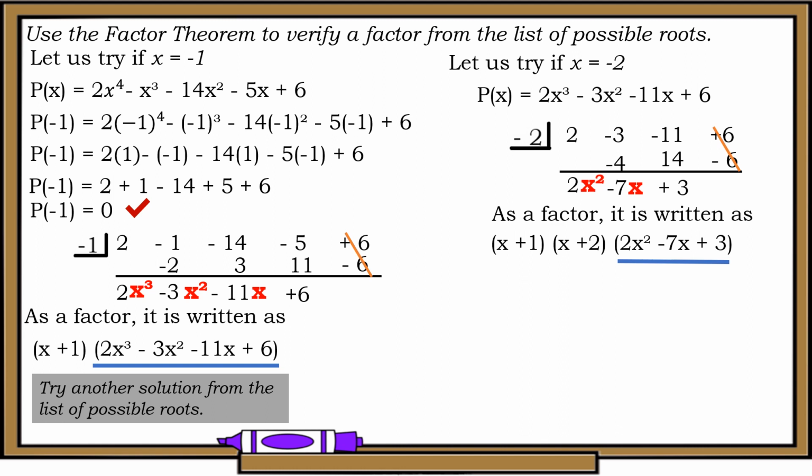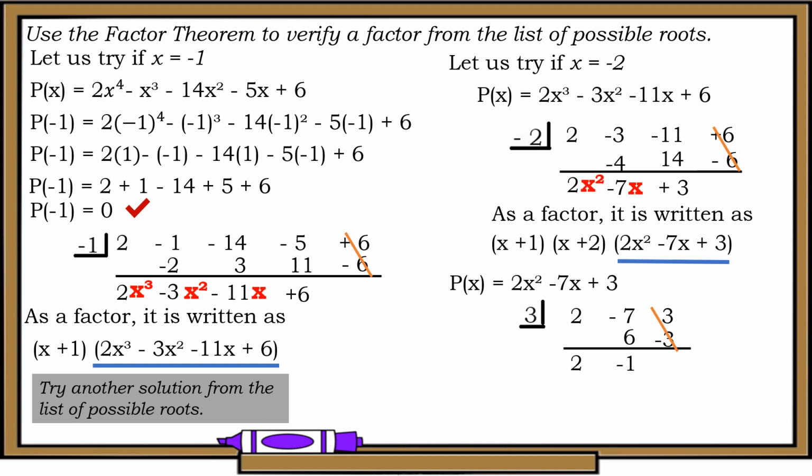We can still factor 2x squared minus 7x plus 3. Let's just try. Let us try positive 3. Then, let us write the coefficients of the polynomial. 2, negative 7, and 3. Bring down 2. 2 times 3, 6. Negative 7 plus 6, negative 1. Negative 1 times 3, negative 3. When you combine the 3 and the negative 3, the answer is 0.